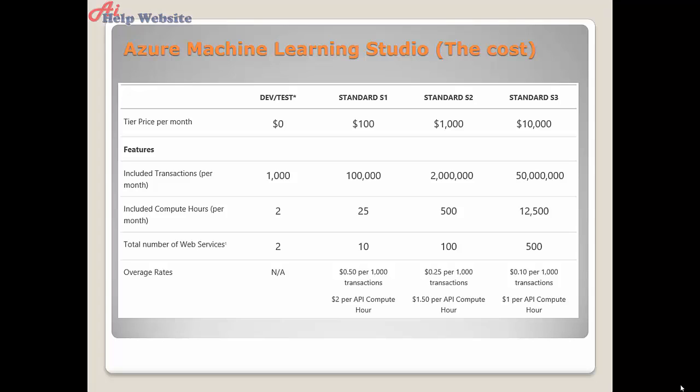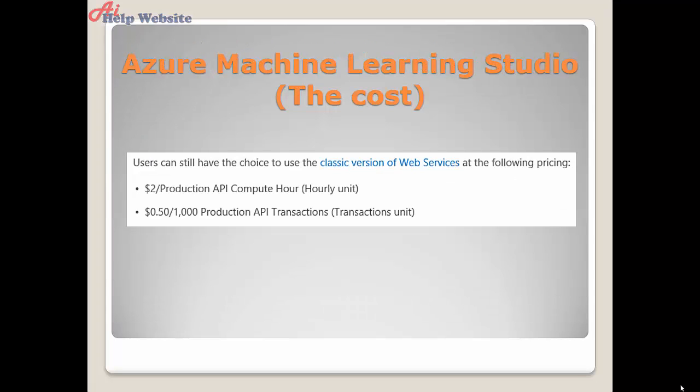So as you can imagine, the dev test really will not work if you actually have a real experiment that you're going to use, say, in production. So therefore you would need the standard tier or higher, which would be $100 per month. However, there's another option shown in this chart, which is the classic version of web services. The cost for a classic version of web services would be 50 cents per 1,000 transactions with an additional $2 per compute hour. This is the method that we'll demonstrate in this presentation.